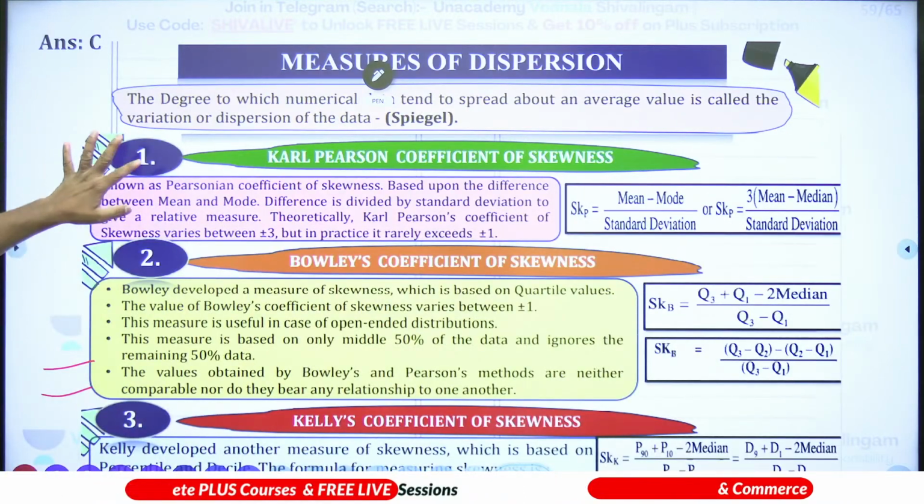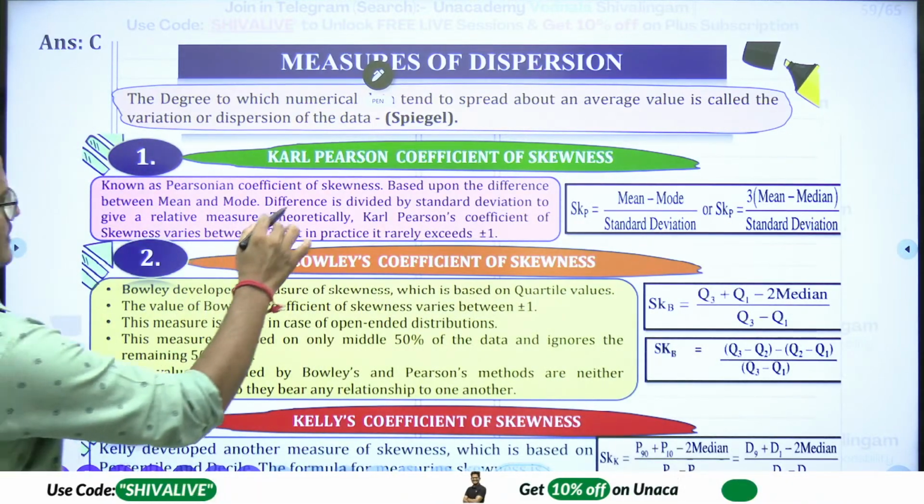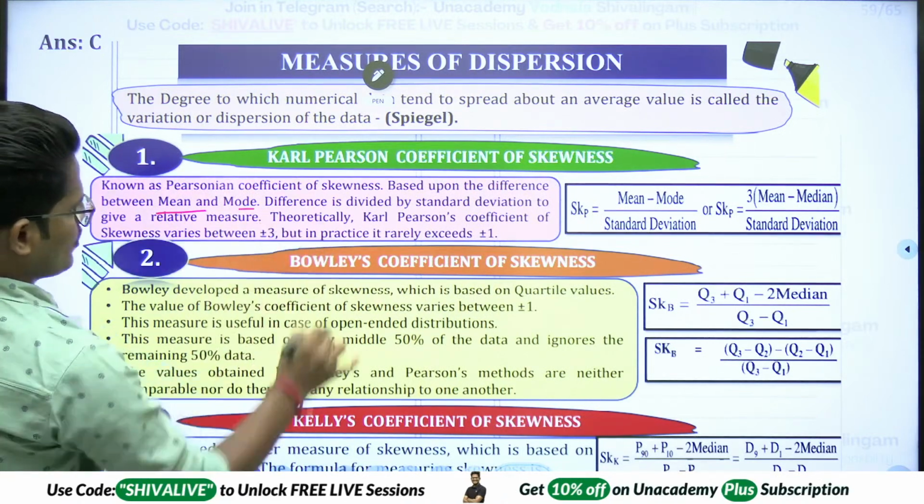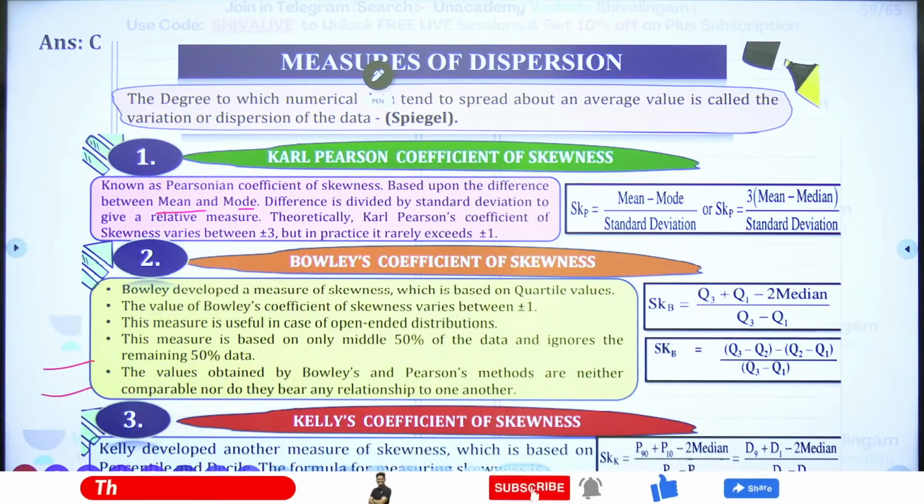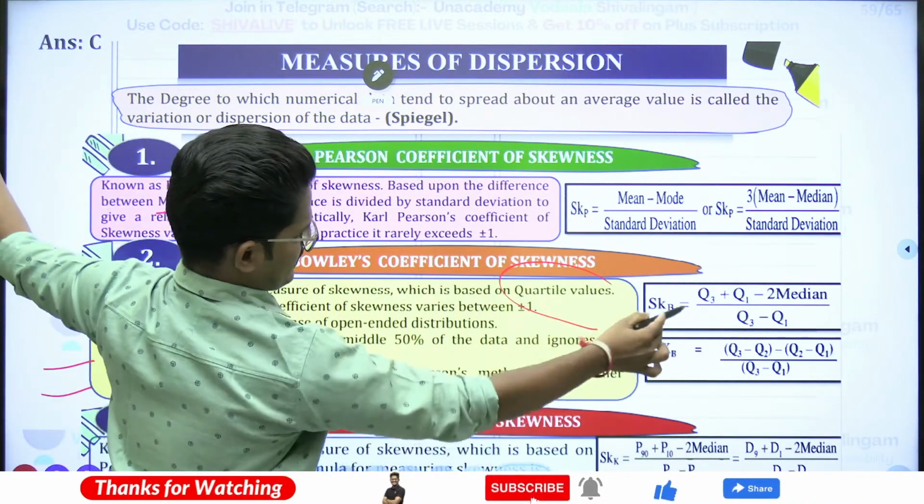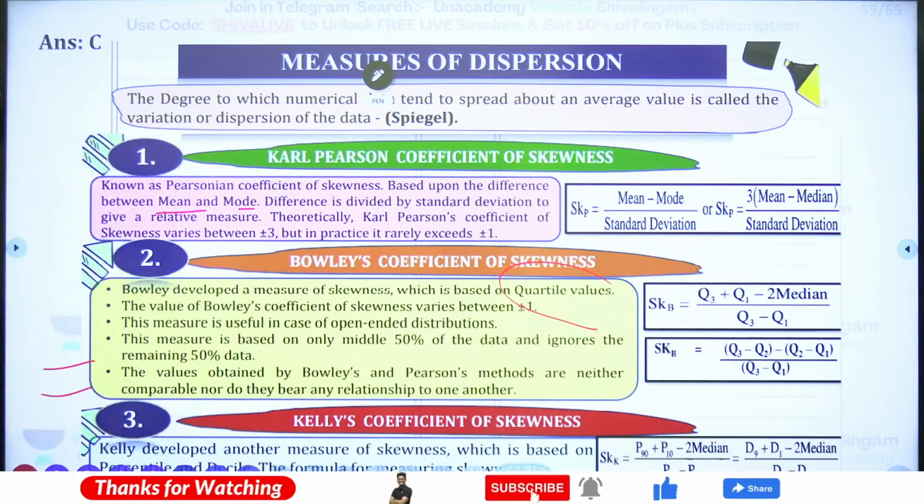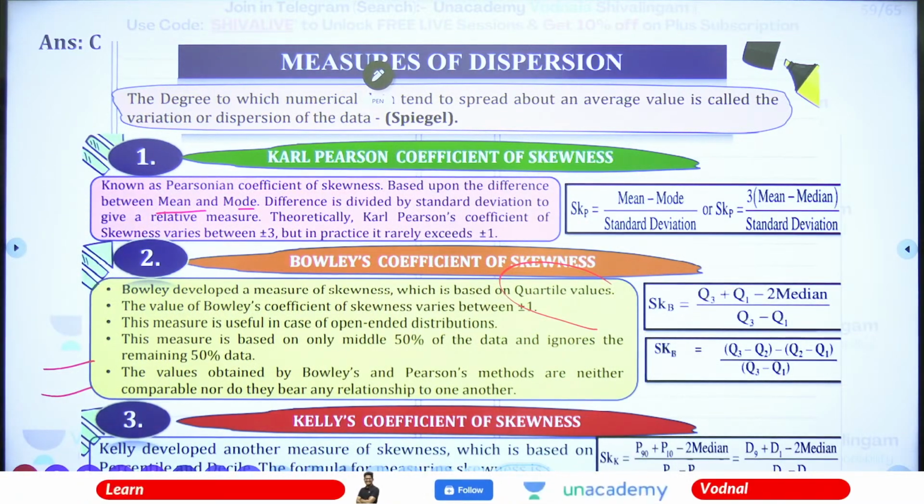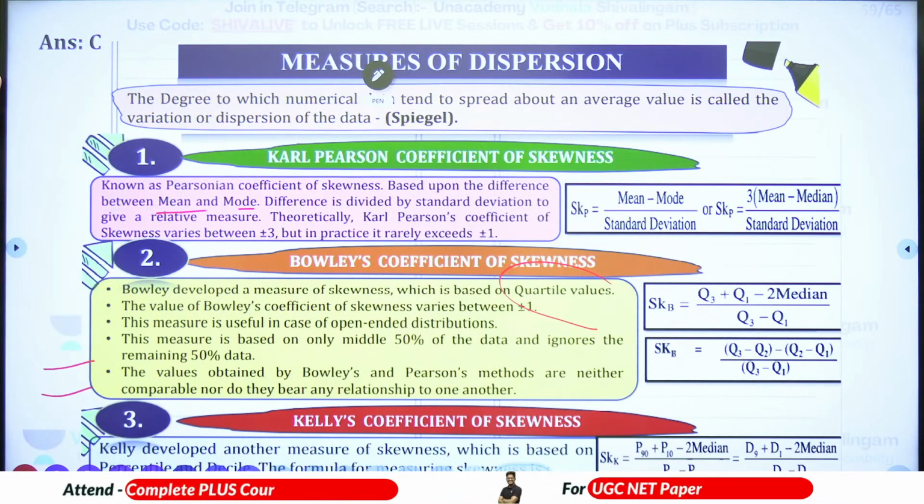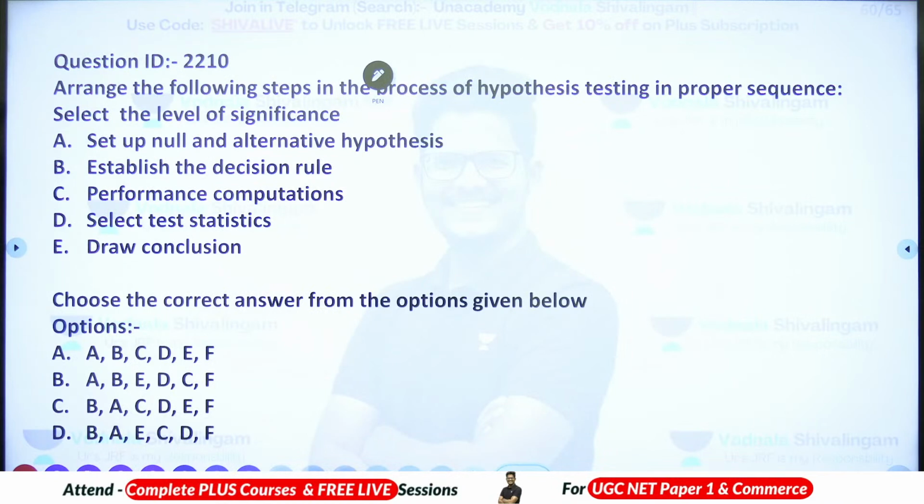You can see Karl Pearson's coefficient of skewness is the difference between the mean and mode, and Bowley's is mainly for quartile values, because the formula is Q3 plus Q1 minus 2 median divided by Q3 minus Q1. Kelly's is related to percentiles, because you can see P90 plus P10. This can be represented in deciles also, not only percentiles.